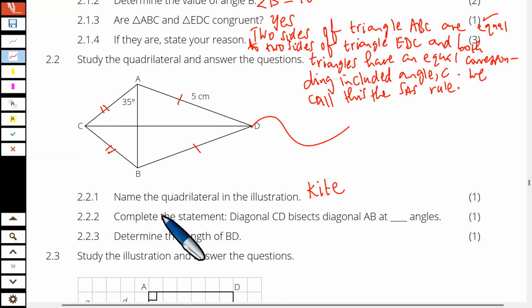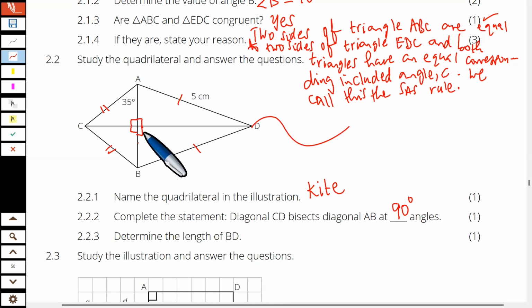Okay, so complete the statement. Diagonal CD bisects diagonal AB at what angles? 90 degrees. It is exactly at 90 degrees, because if you have a kite, the diagonals bisect each other at exactly 90 degrees.